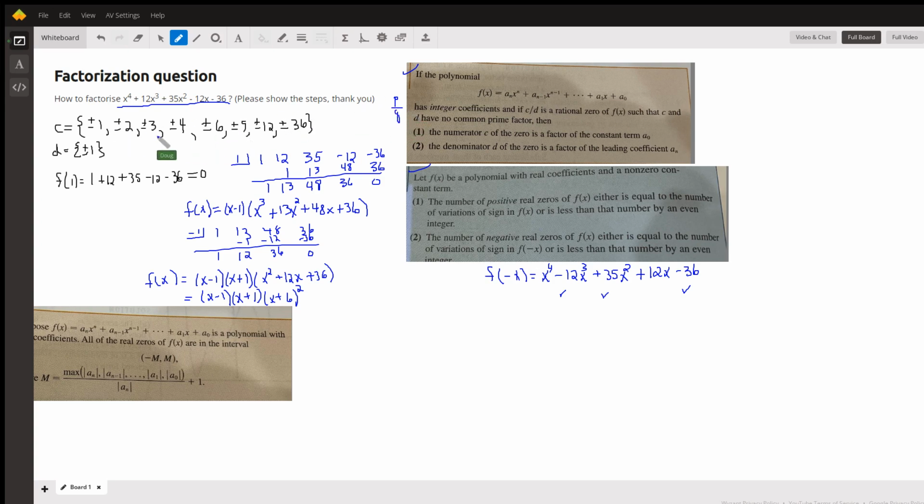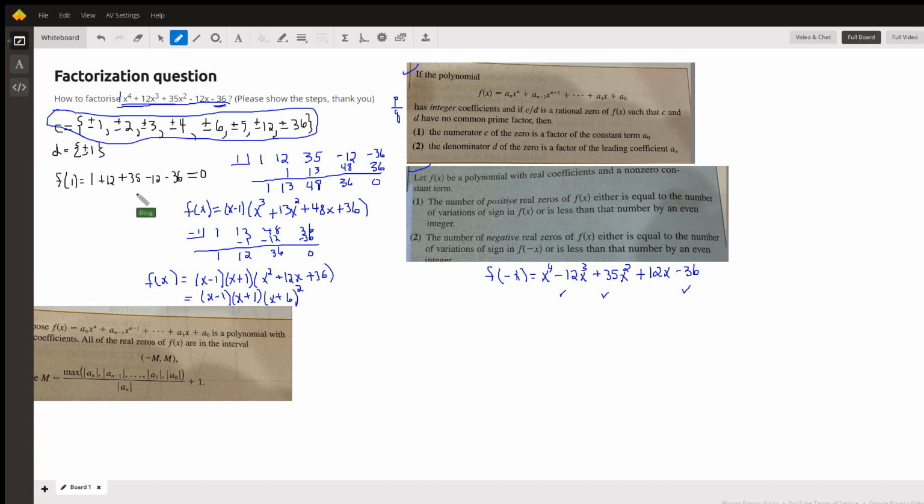C or p has to be a factor of the constant term. And so there's all the possible numerators, all the integer factors of negative 36. And the denominator has to be a factor of the leading coefficient, which is plus or minus 1. So these are all the possible rational zeros for this function.